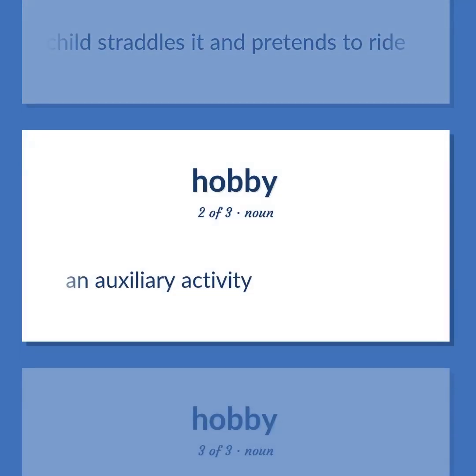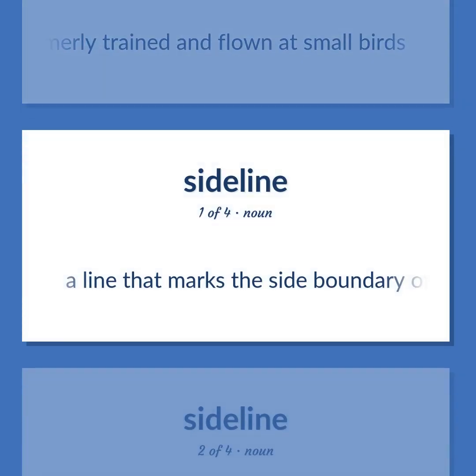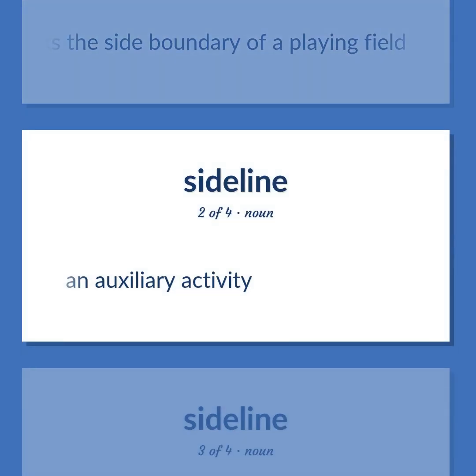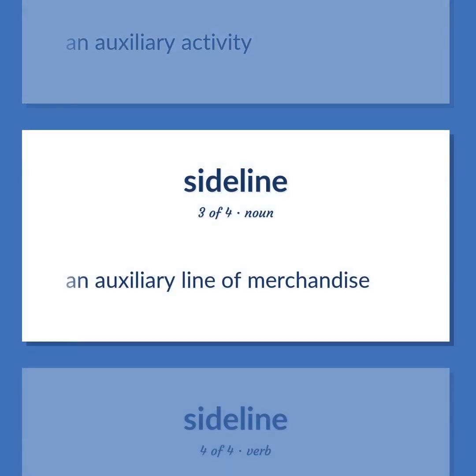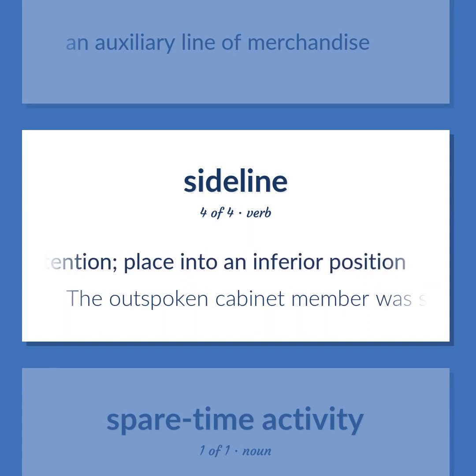An auxiliary activity. Small old world falcon formerly trained and flown at small birds. A line that marks the side boundary of a playing field. An auxiliary activity. An auxiliary line of merchandise. Remove from the center of activity or attention. Place into an inferior position. The outspoken cabinet member was sidelined by the president.